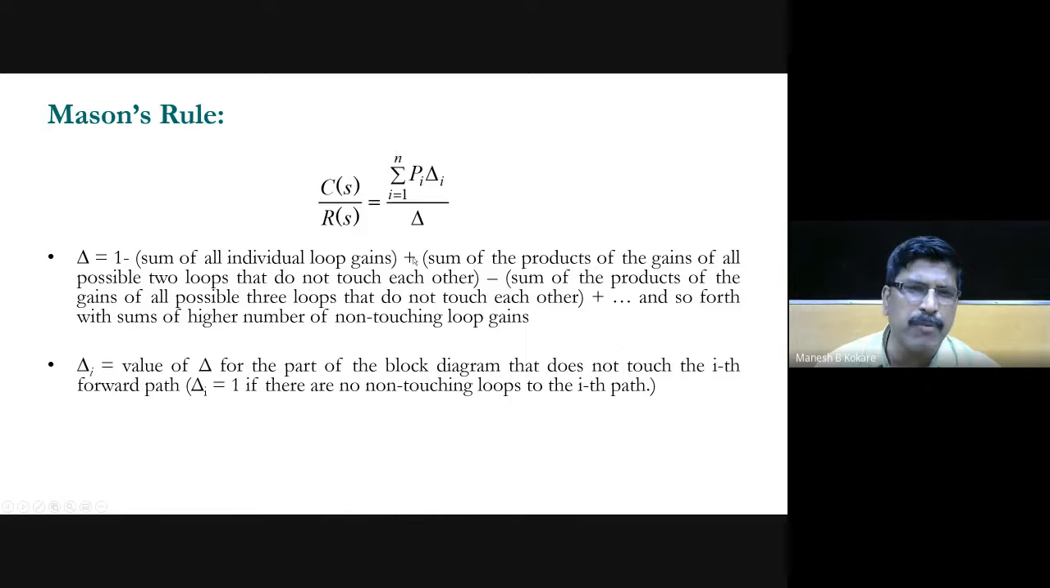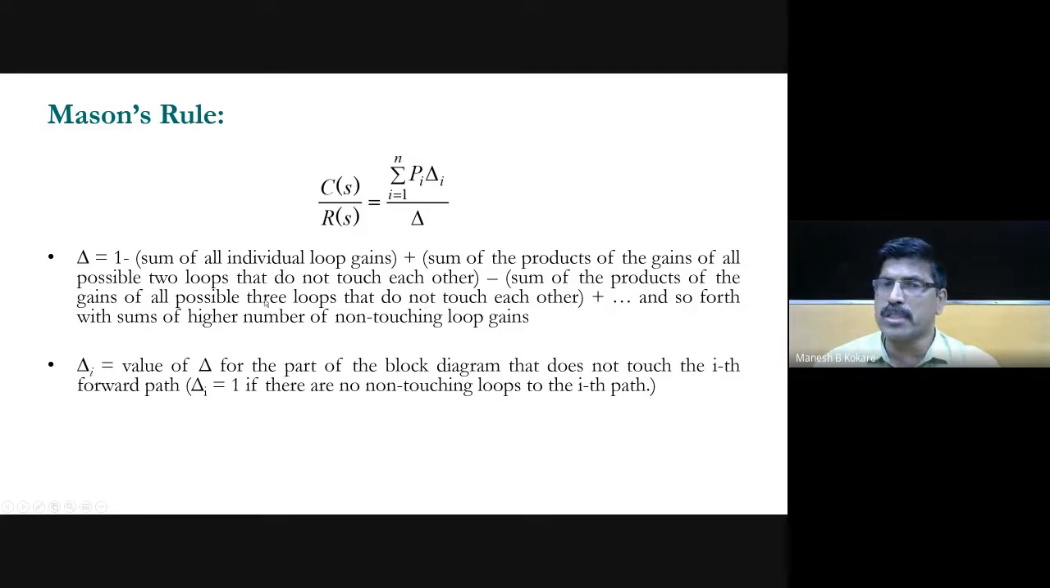And after that, what is this one? This is the sum of the product of the gains of all possible two loops that are not touching each other. So we have to identify how many loops there are which are not touching each other, and take the sum of the product of the gains of those loops. In the earlier problem we have seen there are two non-touching loops. So we take the gain product of those two non-touching loops and sum it, right?